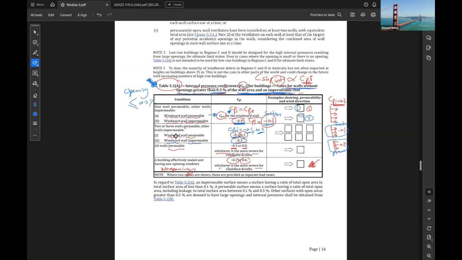So in most of the cases, C_pi is equal to negative 0.3. If all the walls are permeable, take C_pi as negative 0.3 or 0, whichever is more severe for the combined action. In the other case, if all the walls are impermeable or there is no opening, the factor C_pi is a little bit reduced and can be taken as negative 0.2 or 0.